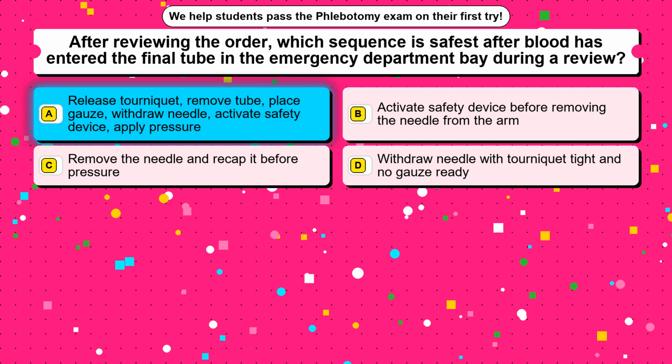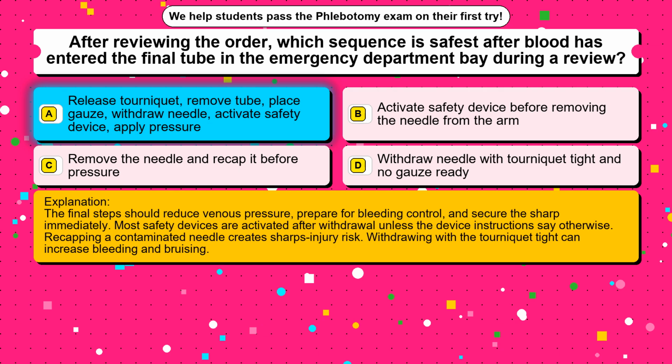The correct answer is option A. Release tourniquet, remove tube, place gauze, withdraw needle, activate safety device, apply pressure. The final steps should reduce venous pressure, prepare for bleeding control, and secure the sharp immediately. Most safety devices are activated after withdrawal unless the device instructions say otherwise. Recapping a contaminated needle creates sharps injury risk. Withdrawing with the tourniquet tight can increase bleeding and bruising.